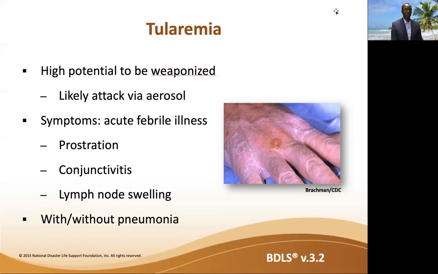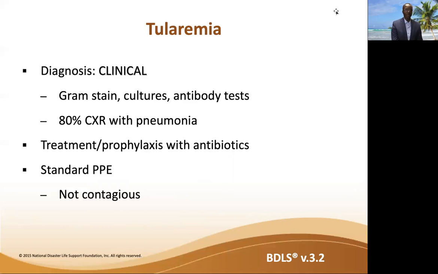Symptoms include acute febrile illness with prostration, complete utter exhaustion, conjunctivitis, and regional swelling of lymph nodes. Pneumonia occurs in 80% of cases. The diagnosis of tularemia is clinical. It does not have any symptoms that are pathognomonic by themselves, but the constellation of fever, prostration, conjunctivitis, lymph node swelling, and pneumonia is highly suggestive.